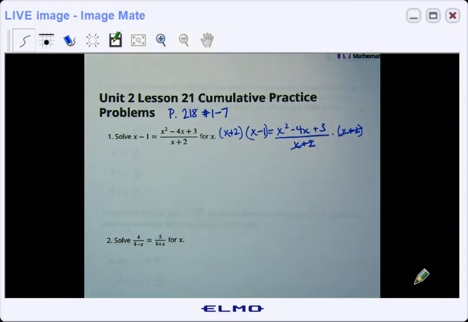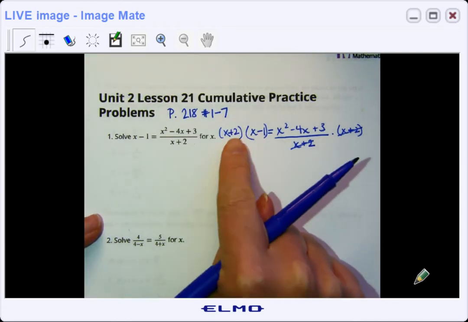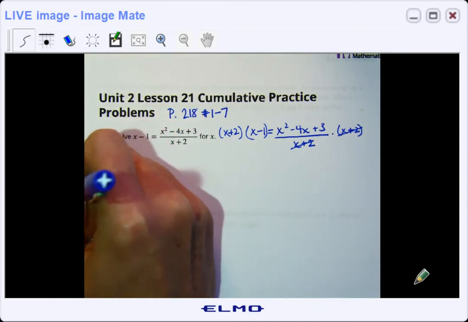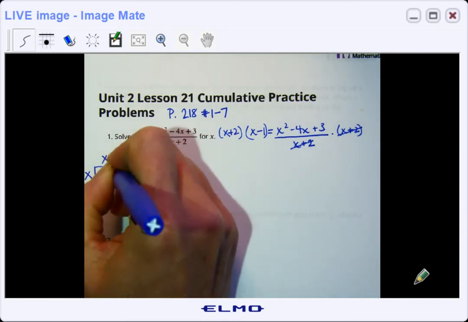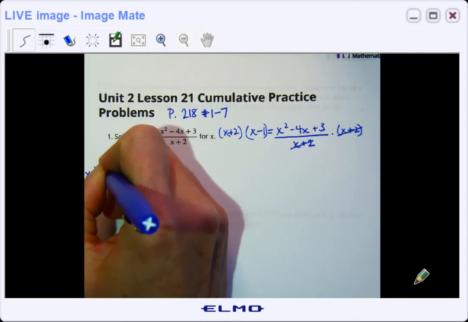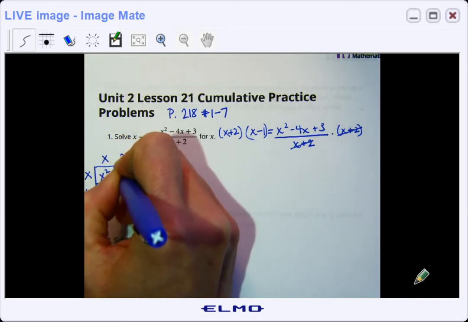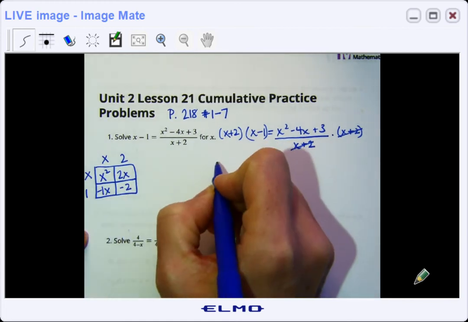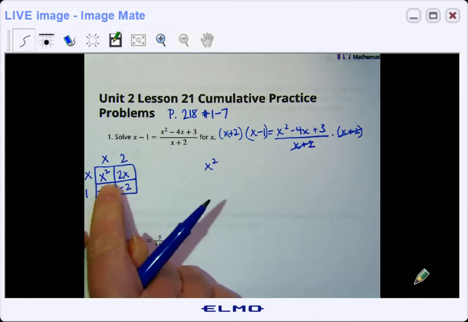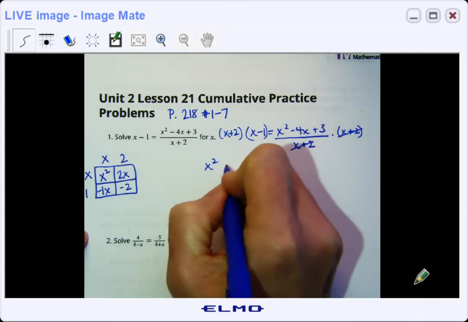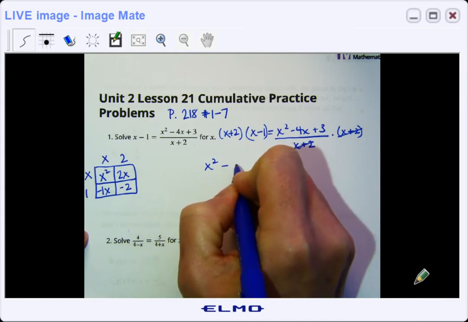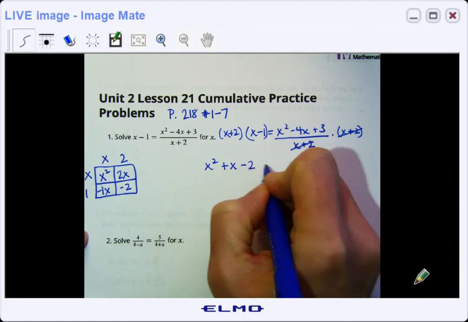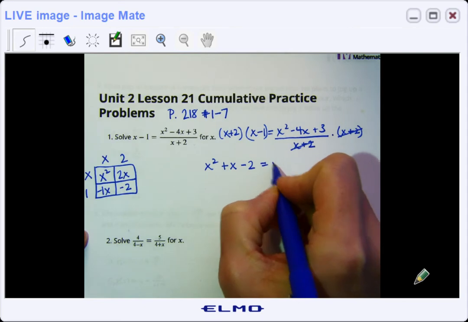plus 3. So there's a couple different ways I could solve this. I'm going to go ahead and multiply this out. So x plus 2 times x minus 1. Pretty easy to multiply this with a little multiplication box. So x squared, negative 1x, 2x, and then down here is negative 2. All right, so we have x squared. Let's see, this is minus 1x plus 2x, so it's minus x altogether. Or sorry, plus x altogether. And then minus 2 equals x squared minus 4x plus 3.